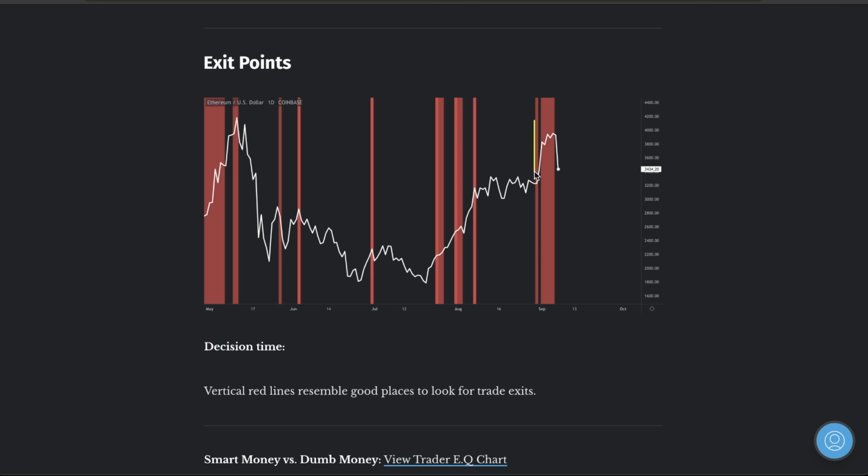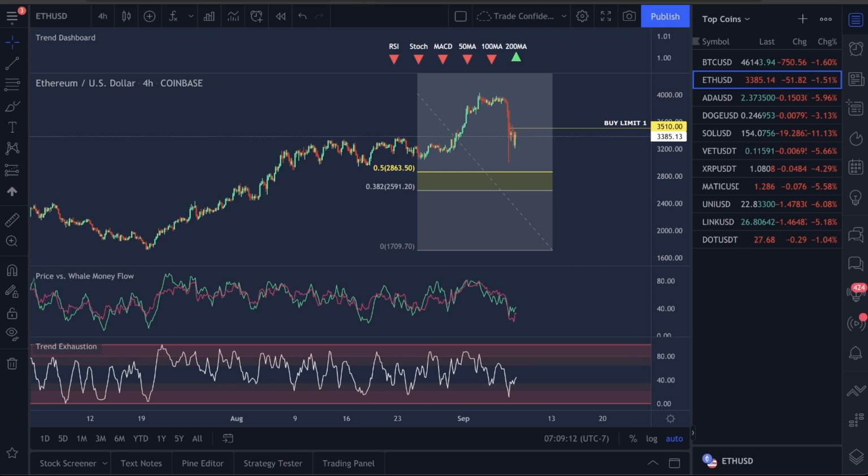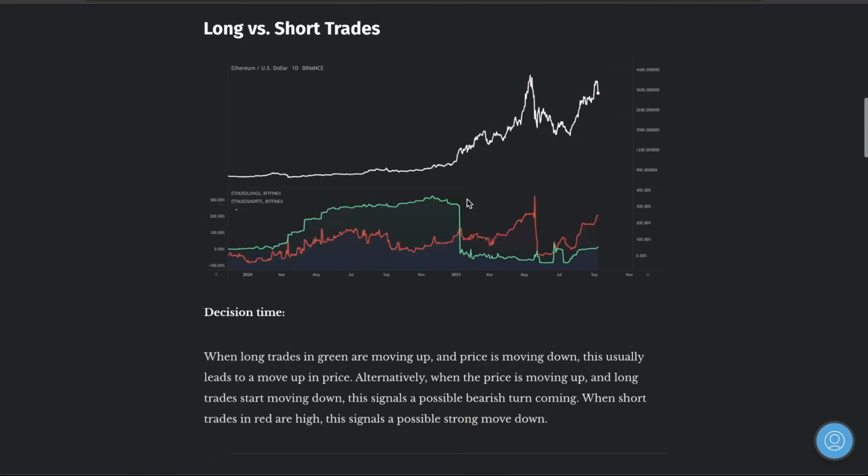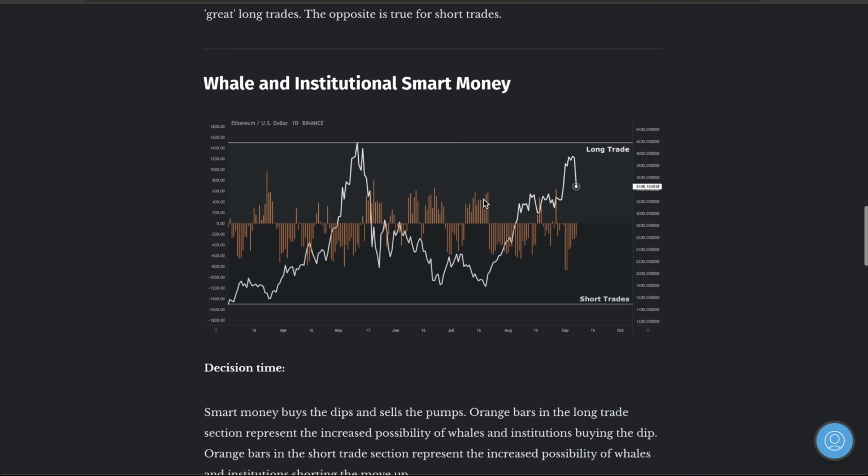So exit points here. I use this for long trade exits. Part of the reason why I ended up exiting the ADA for 50% yesterday. So coming back over here, we did finish up these metrics here, so I wanted to talk to you guys about that. Watch this over the next few days.